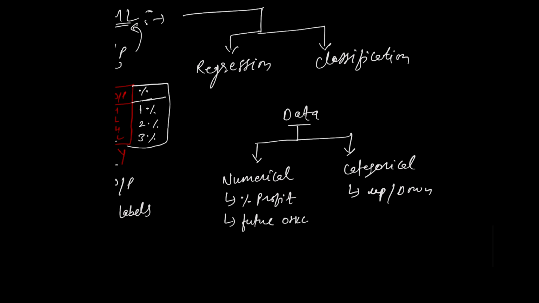So similarly, when we have numerical values, it is known as regression. And when the data is categorical, it is known as classification. It is as simple as that. I just tried to explain this in very layman language, but hopefully it's clear to you.